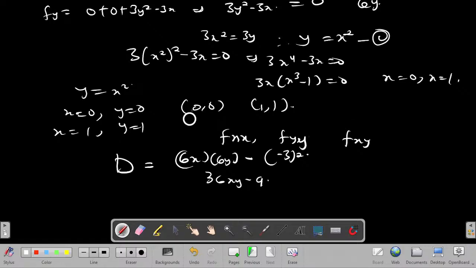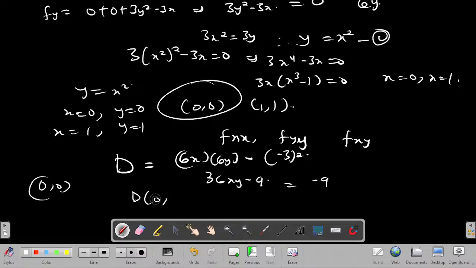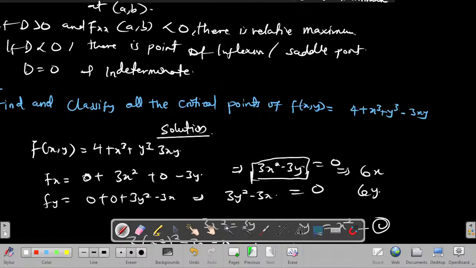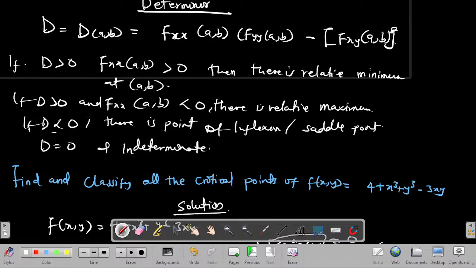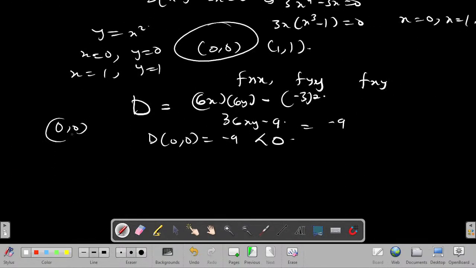So at that point, you want to find our determinant. This is the first one. When you want to test the critical point (0, 0), you put 0, 0 here, and that will give us negative 9. So our determinant at (0, 0) is negative 9, and that is less than 0. So we go back to our algorithm. When the determinant is less than 0, it means that it's a saddle point. Then we conclude that the critical point (0, 0) is a saddle point, as simple as possible.